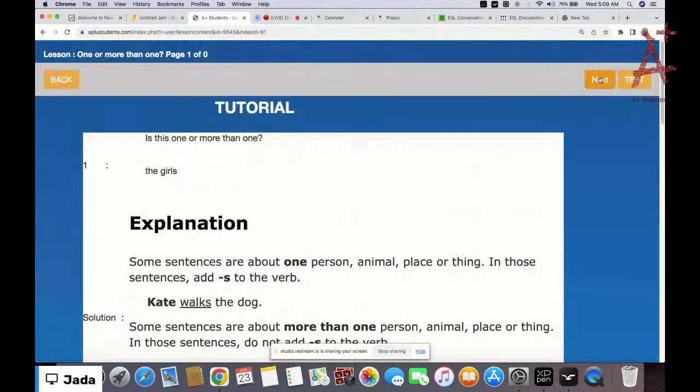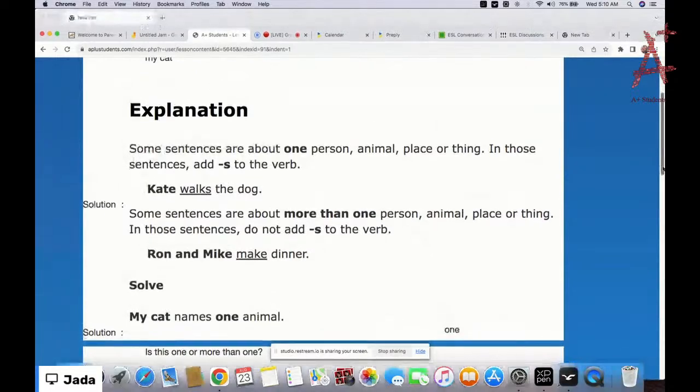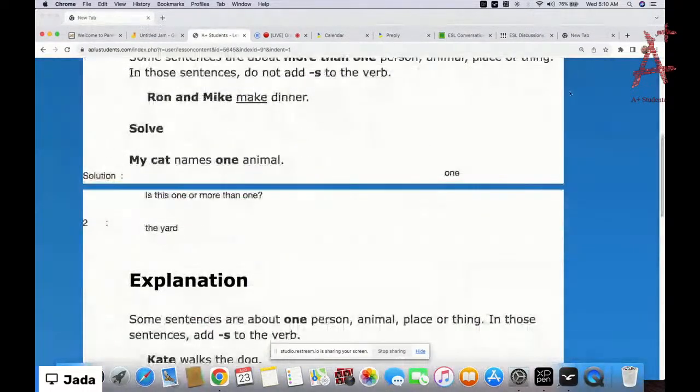Let's see some more examples. Is it naming one or more than one? It says my cat. Since it says my cat, you know it's naming only one. If it says my cats with s, you know that it's naming more than one. So that's how it works.